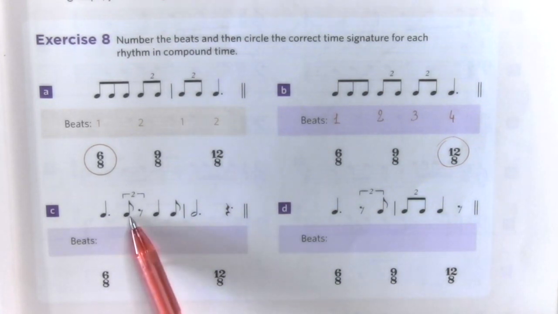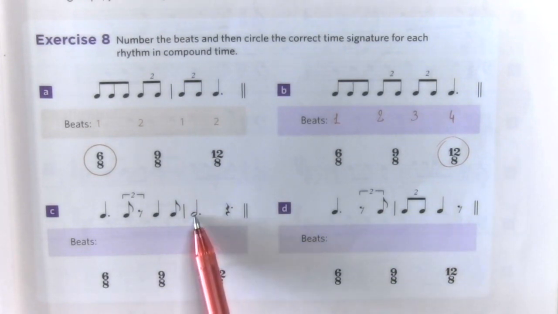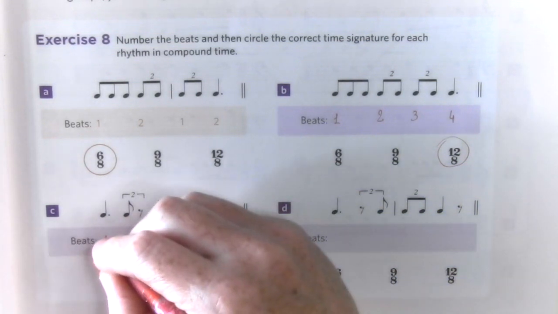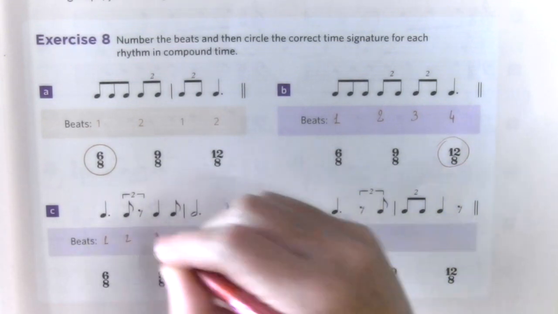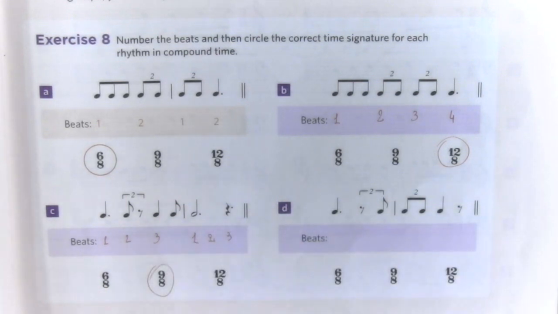1, 2, 3. 1, 2, 3. 1, 2, 3. How many? 9. Let's double check here. 1, 2, 3. 1, 2, 3. 1, 2, 3. 9. So in 9/8 we have 3 movements of 3 quavers each.